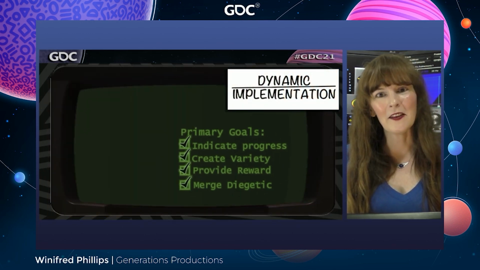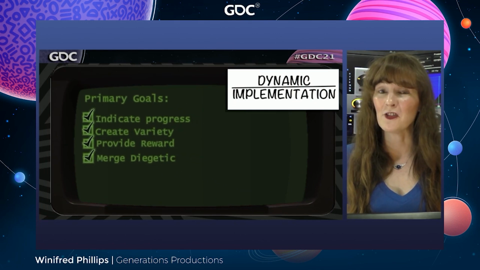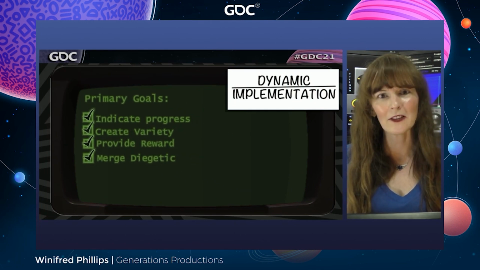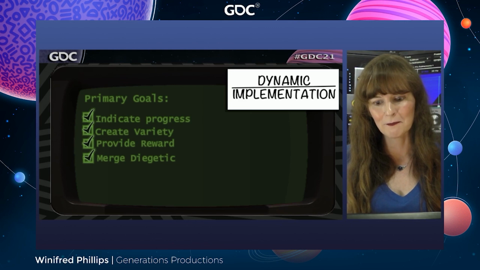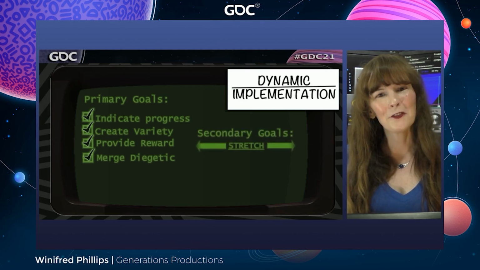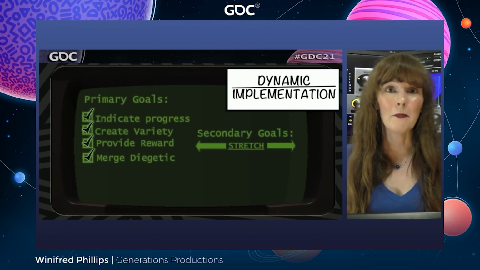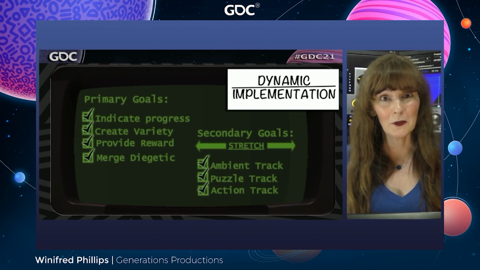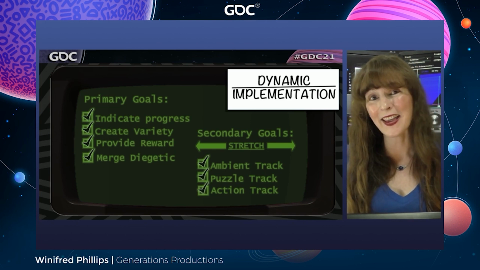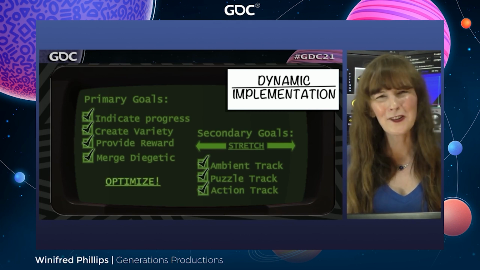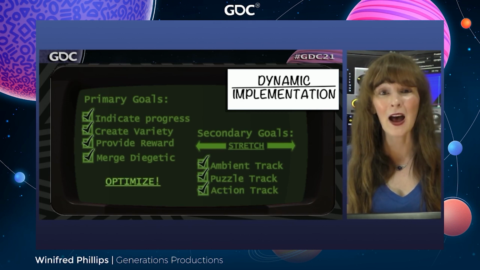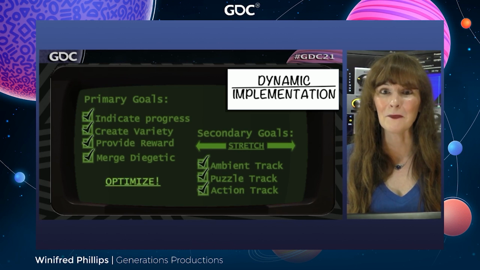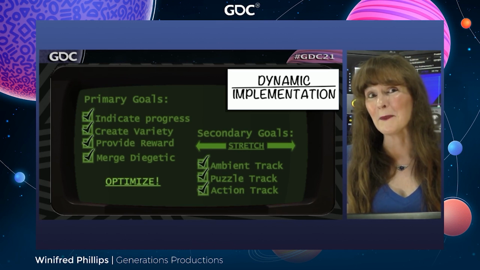But there is another goal that dynamic implementation can address, and it's actually a much more practical consideration than any of the others. Dynamic music can stretch one piece of music so that it's doing the jobs typically done by several tracks. Dynamic systems can make one piece of music take the place of an ambient track, a puzzle-solving track, and a high-energy action track. It's actually a great way for development teams to optimize music coverage for their games. So let's see a couple of examples of this.